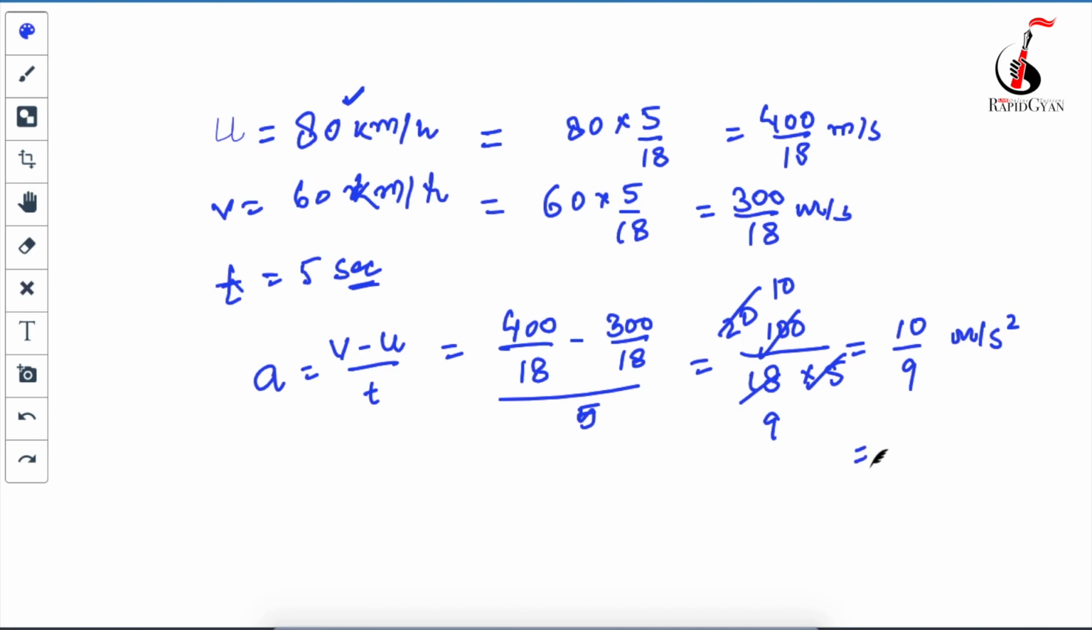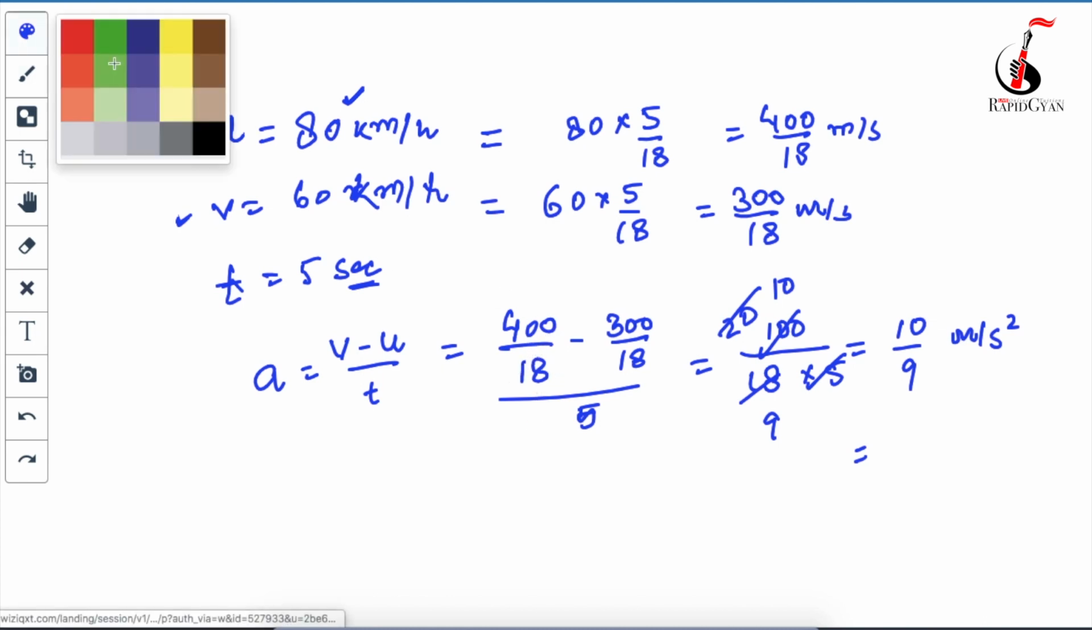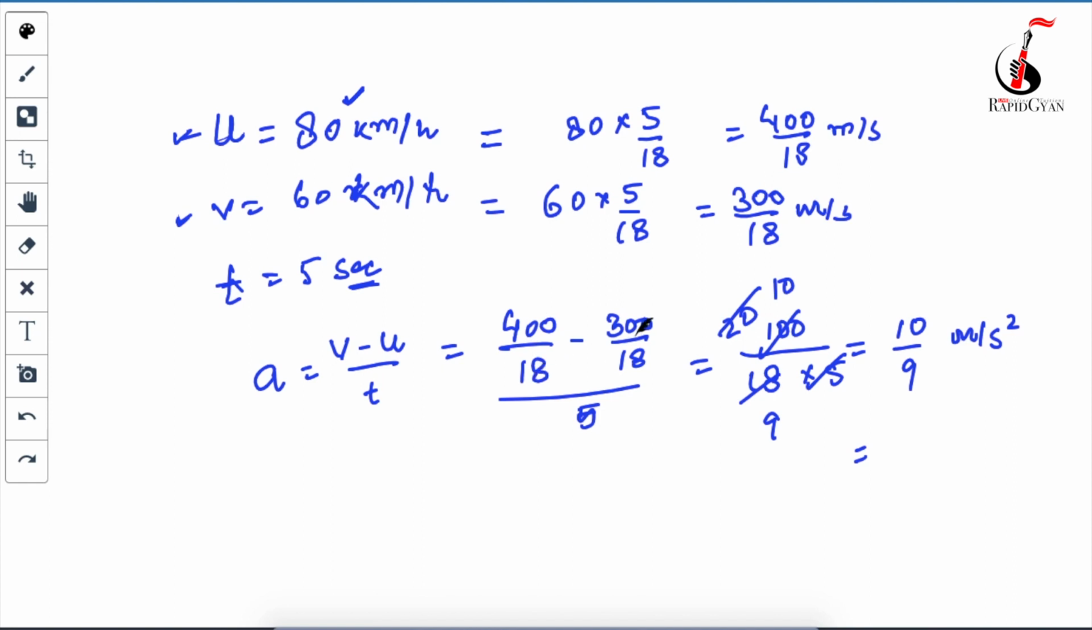So in this case what was happening? This was the case where your initial velocity was u and your final velocity was v, so it's v minus u. So here I have made a mistake. Instead of 400 upon 18 minus 300, it should be 300 upon 18 minus 400 upon 18, and then it is total divided by 5.